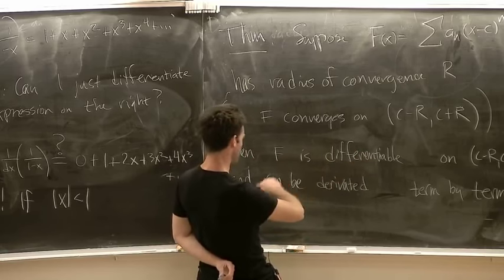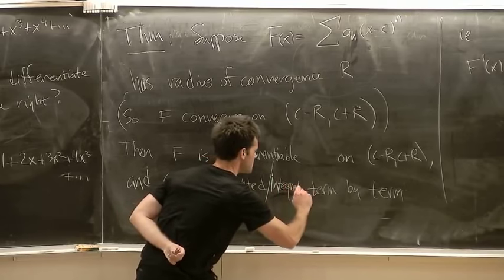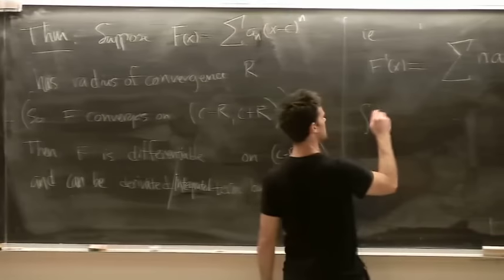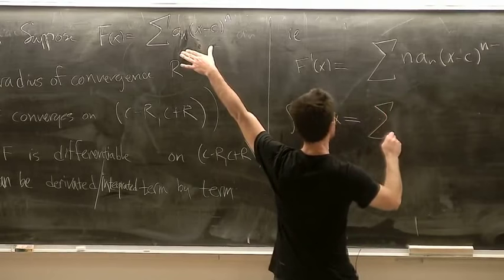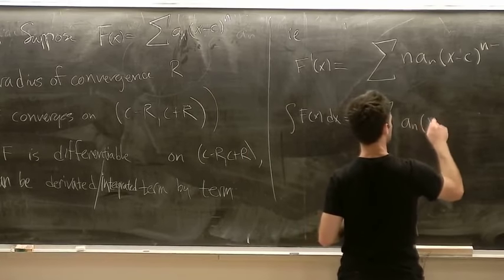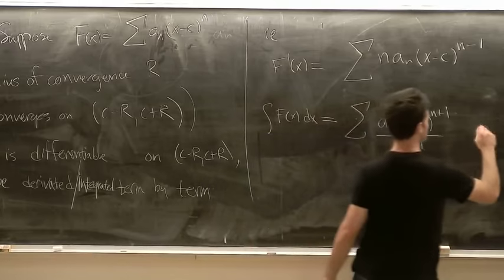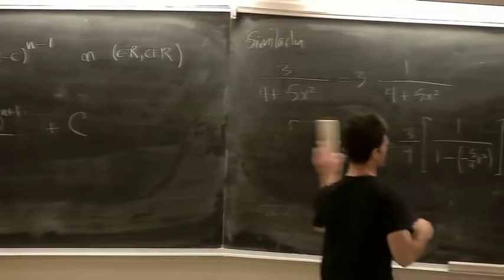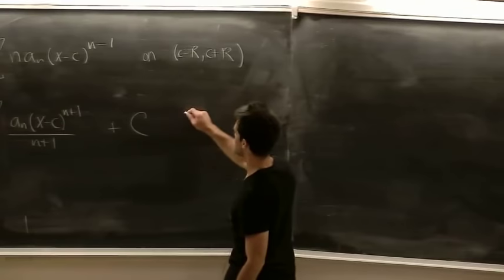F is differentiable on that interval, and can be differentiated or integrated term by term. So the integral of f of x dx is, if we integrate term by term, x minus c, add 1 to the power, divide by the new power. And let's just put plus c. And again, the rule is on that same interval.